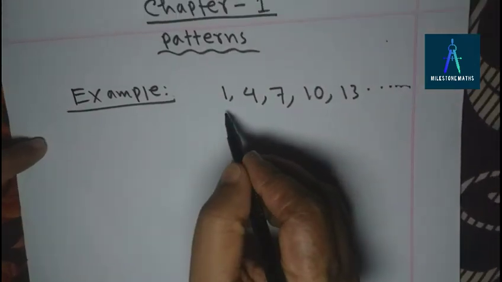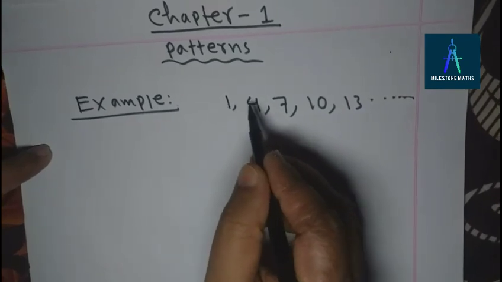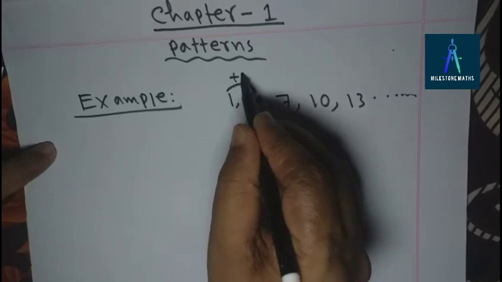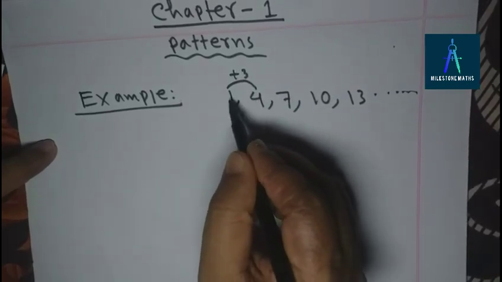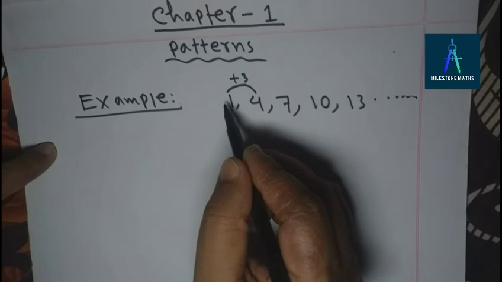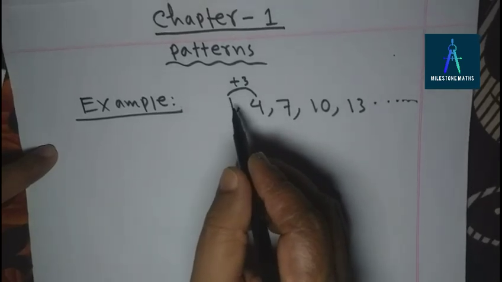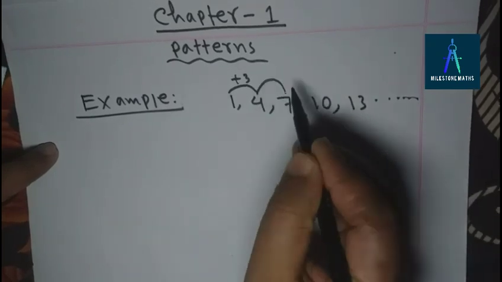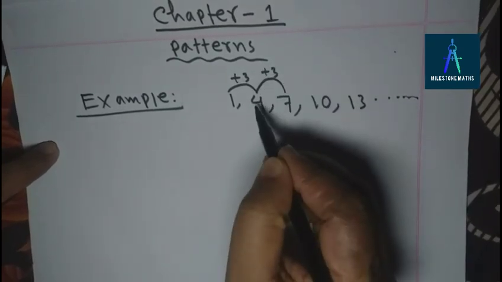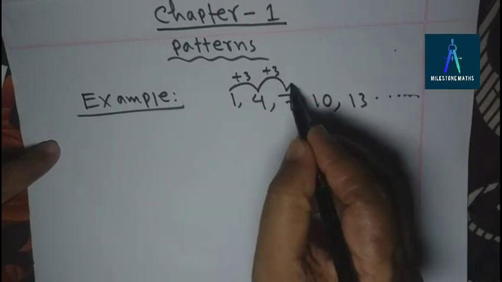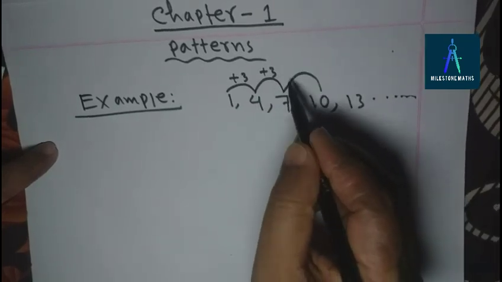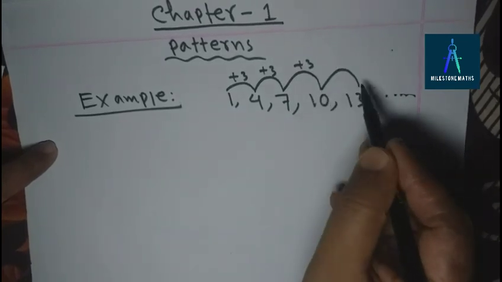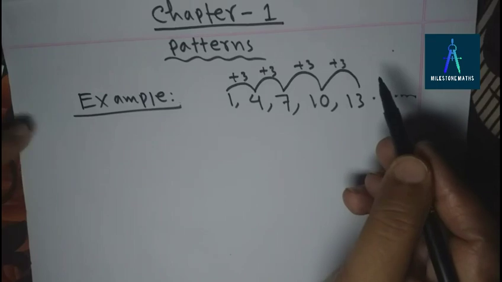If you see here, what is the difference between 1 and 4? It is plus 3, because this pattern starts at 1 and jumps 3 every time. Again, 4 plus 3 is 7, again 7 plus 3 is 10, similarly 10 plus 3 is 13.